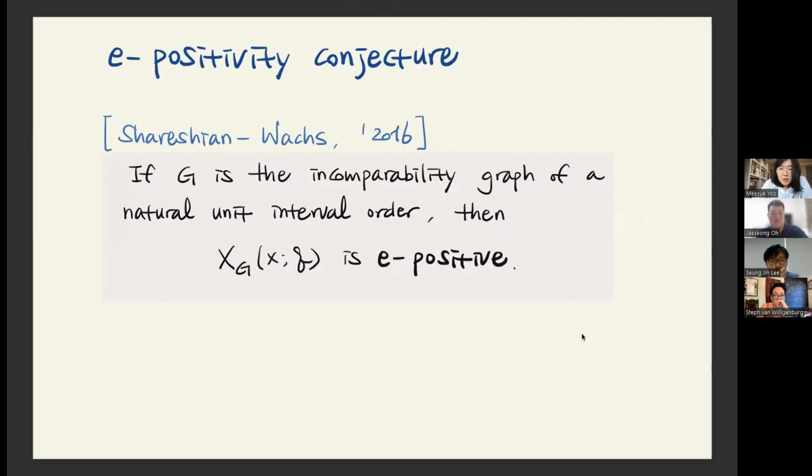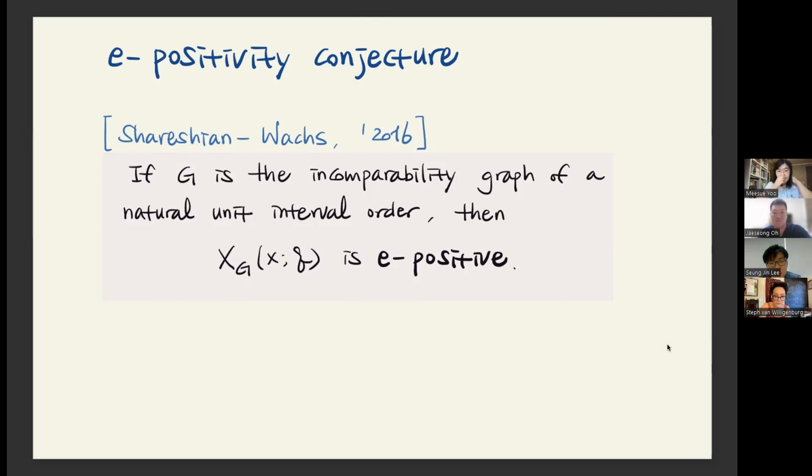They made this conjecture in 2016, saying that if the graph is the incomparability graph of a natural unit interval order, then the chromatic quasisymmetric function is going to be e-positive. In other words, if you expand this chromatic quasisymmetric function in terms of the elementary symmetric functions, then the coefficient is going to be q-positive. And this is a q-deformation of the famous Stanley-Stembridge e-positivity conjecture. So if you solve this conjecture, then you automatically solve the Stanley-Stembridge conjecture.